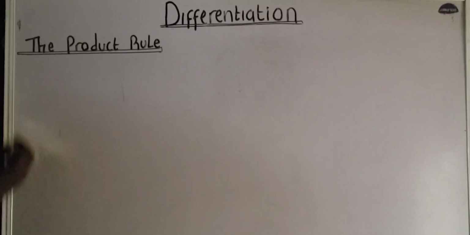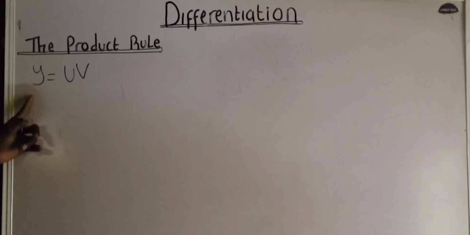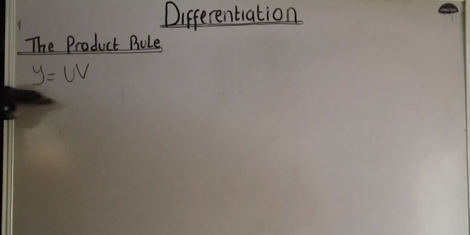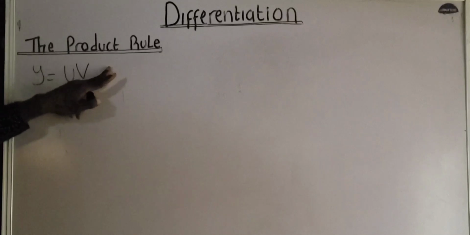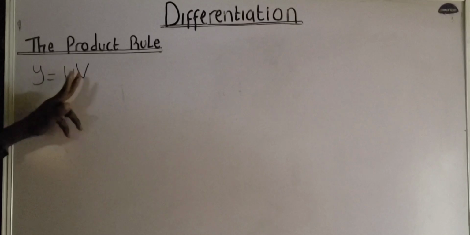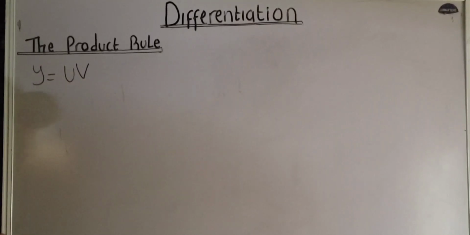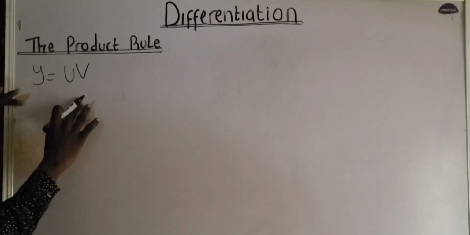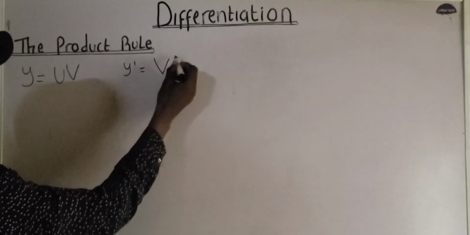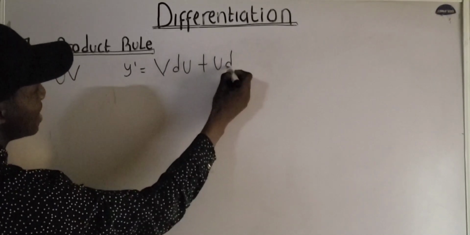A typical example is a function y is equals to uv. You can see that u is a part of y and v is also another part of y. In an attempt to differentiate a function that looks like this, we make use of the product rule, you understand, because we have two parts which are u and v, and the two parts are multiplying each other. You can see the sign between u and v is a product sign. Do you understand? So if you want to differentiate a function like this, the product rule states that the derivative of y is equals to v multiplied by derivative of u plus u multiplied by derivative of v.